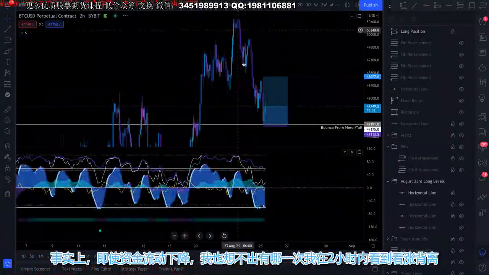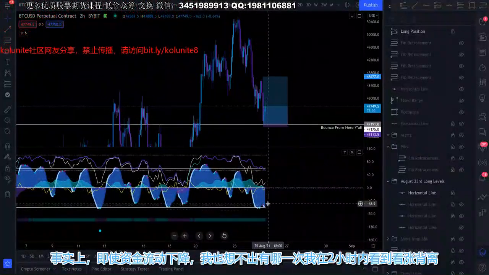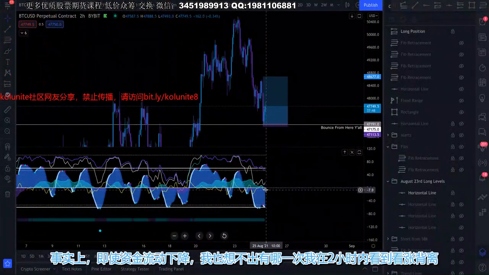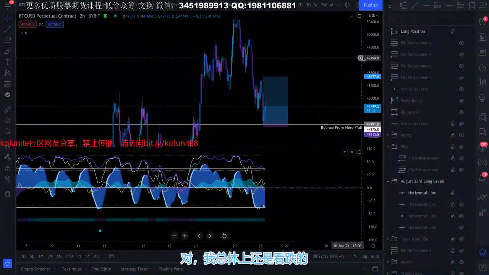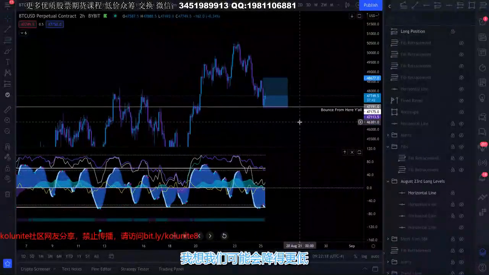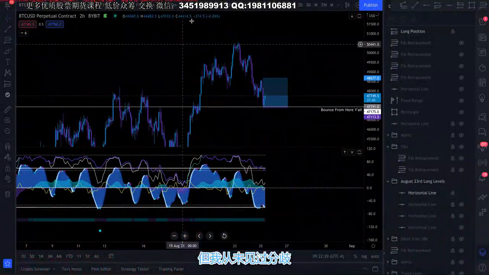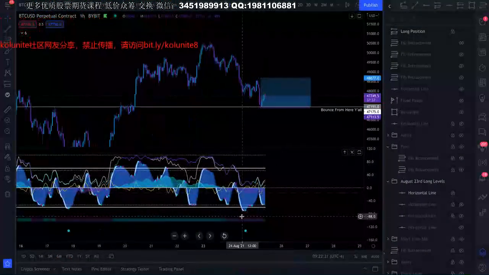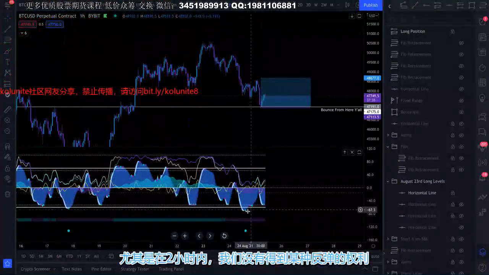In fact, I cannot think of a time where I've seen a bullish divergence on the 2 hour, even if money flow is coming down. I'm still bearish overall. I'm still swing short. I think we probably will come down lower. But I've never seen divergences, especially on the 1 and 2 hour, where we don't get some kind of bounce.